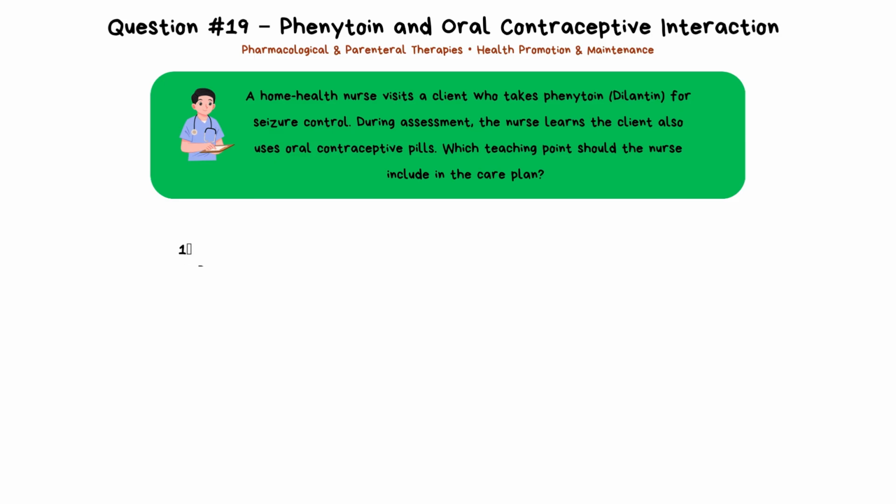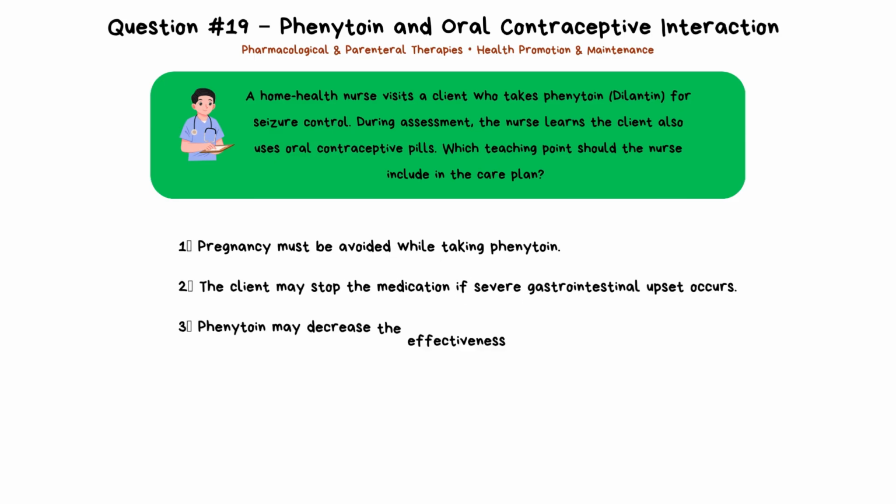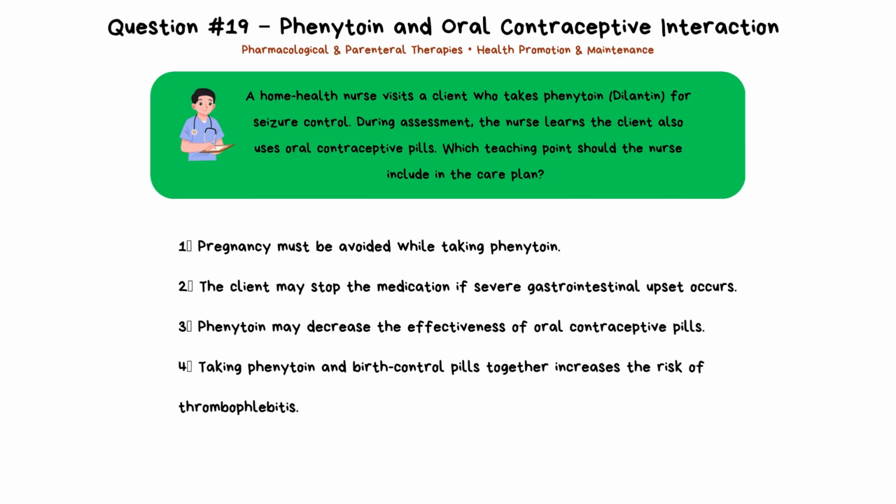Options. Option 1. Pregnancy must be avoided while taking Phenytoin. Option 2. The client may stop the medication if severe gastrointestinal upset occurs. Option 3. Phenytoin may decrease the effectiveness of oral contraceptive pills. Option 4. Taking Phenytoin and birth control pills together increases the risk of thrombophlebitis.